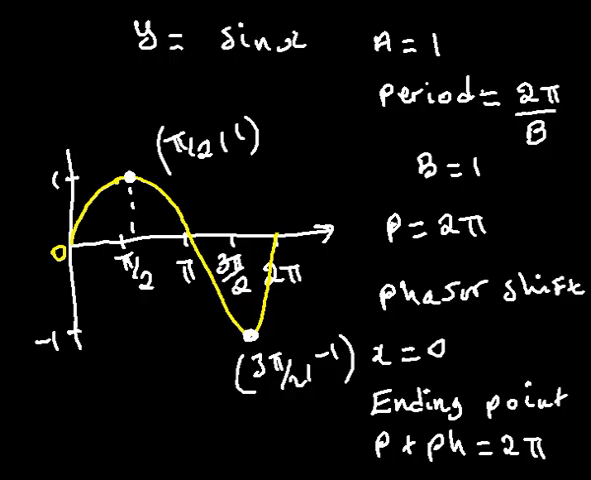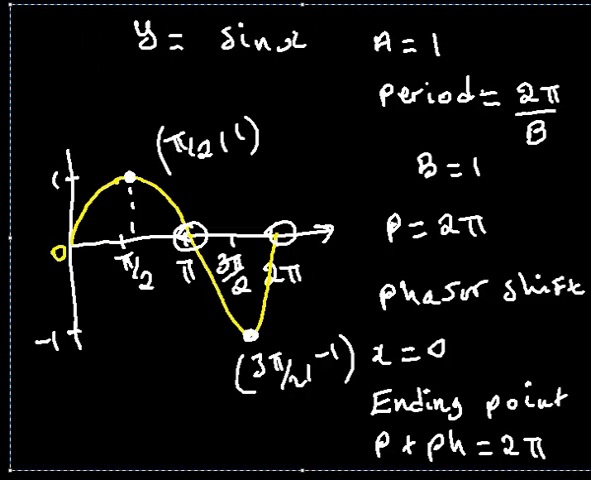And what are the intercepts? They should be the x-intercepts. The x-intercepts are the points at which the graph passes through the x-axis. So the x-intercepts are given as pi as well as 2 pi. So keep that in mind.